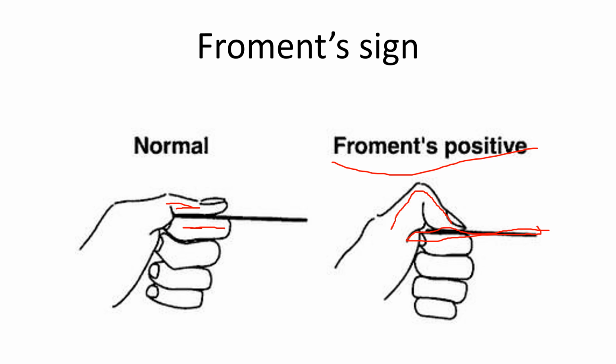Other muscles to be tested are the interossei. So asking the patient to spread out his fingers, this is the abduction, and he will fail to do that. He can't spread out his fingers because of paralysis of the interossei muscles.